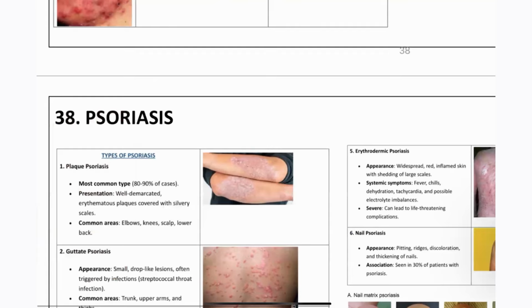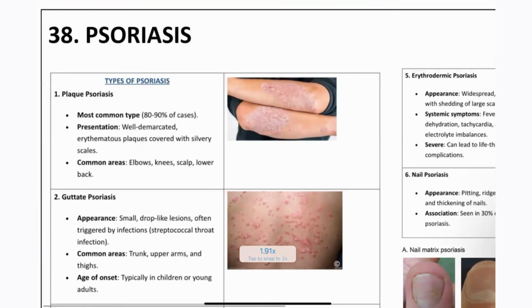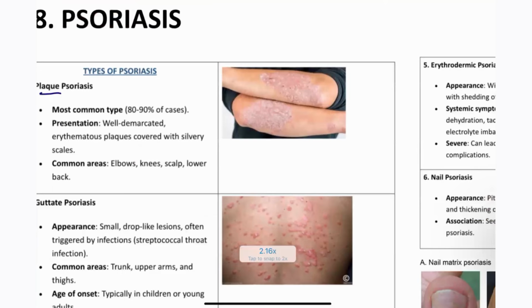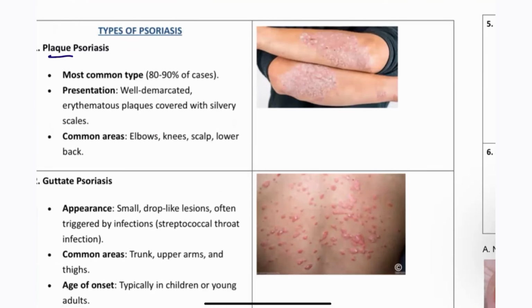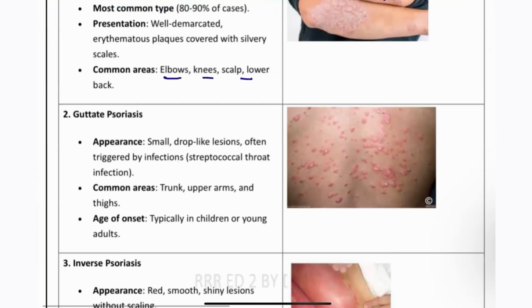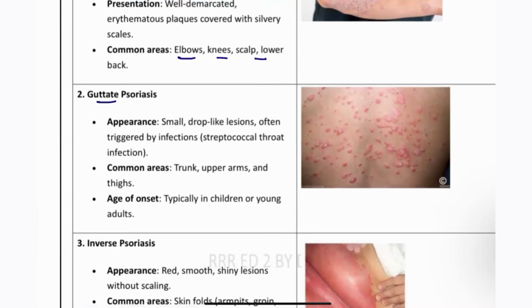Next, moving on to psoriasis. There are different types of psoriasis. First, plaque psoriasis, the most common overall. The patient will have extensive plaques on the extensor regions, commonly the elbows, knees, and lower back. Next, guttate psoriasis. This is seen on the trunk, typically in children and young patients, post-infectious. This is guttate psoriasis.